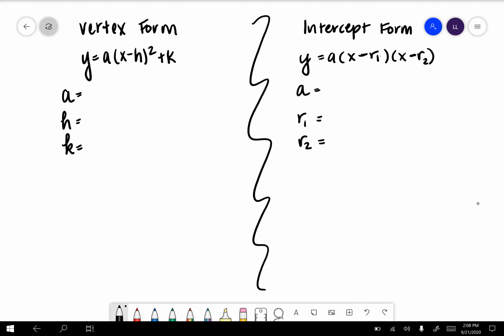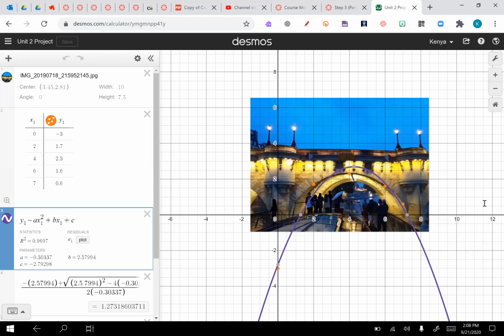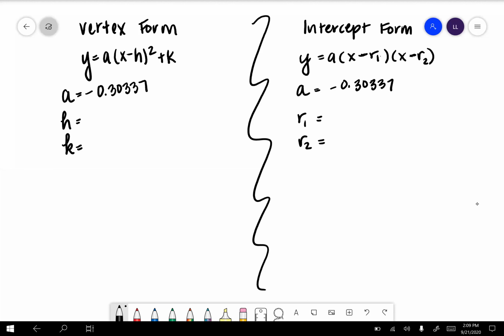All right, so let's get started. First, we're going to go ahead and identify A and record it here. All right, so recall that A is negative 0.30337. So I recorded my A here. Now, let's go ahead and work on vertex form.